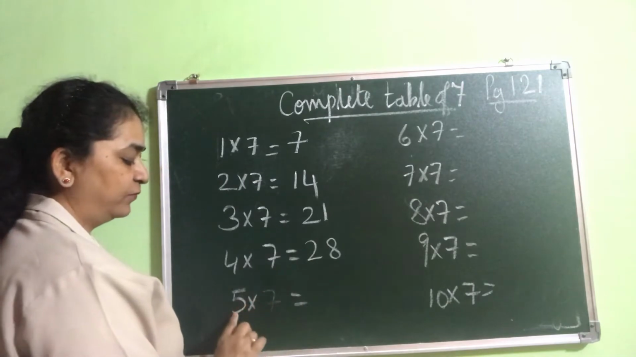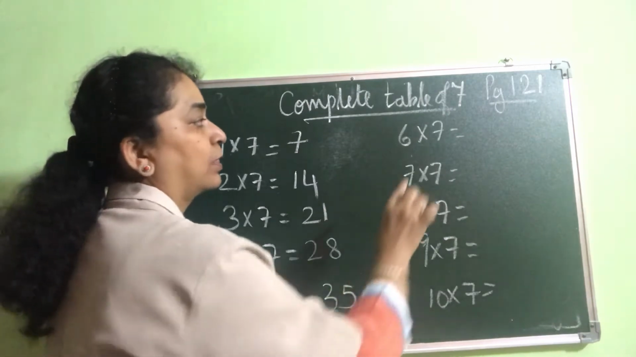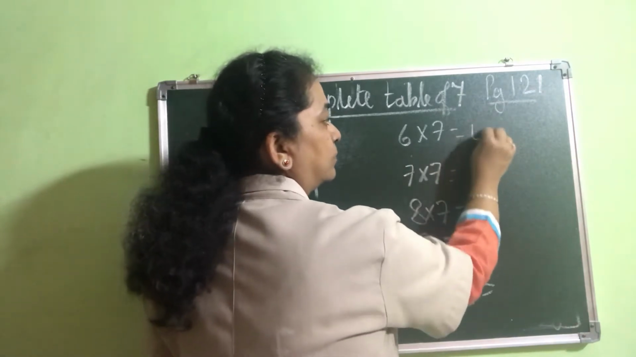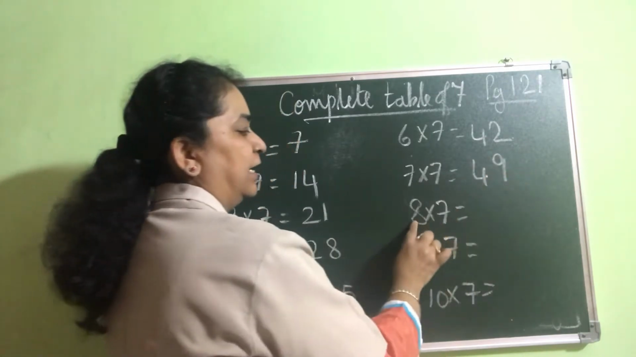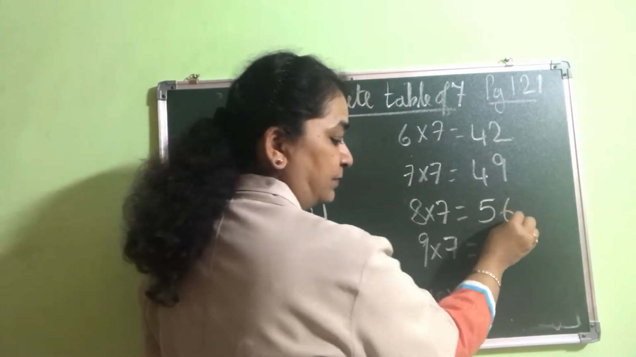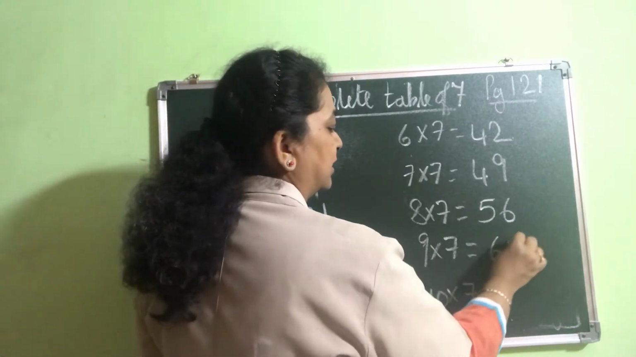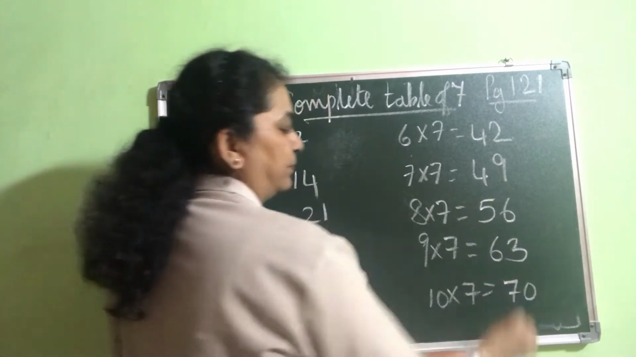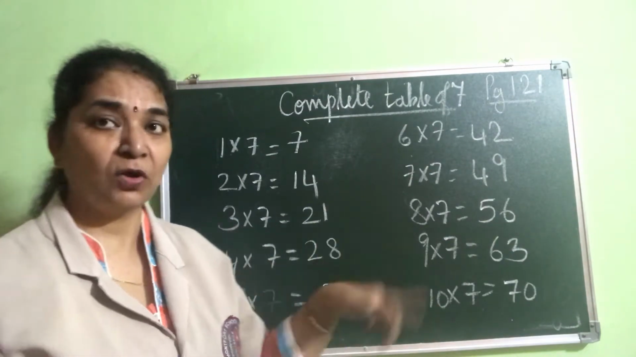4 7s or 7 4s, 28. 5 7s or 7 5s, 35. 6 7s or 7 6s, 42. 7 7s, 49. 8 7s or 7 8s, 56. Then 9 7s or 7 9s, 63. 10 7s or 7 10s, 70. So children, let's repeat the table of 7 once again for quick recap.